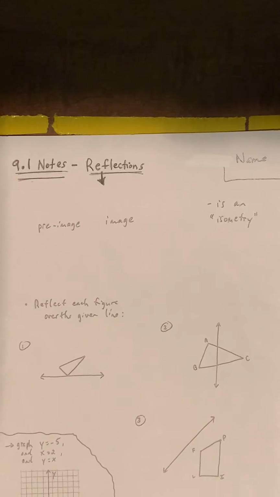We're going to talk about section 9.1. We're going to talk about the transformation of reflection. So we're going to talk about reflections, go a little bit deeper than we did earlier in the year when we just touched on them.